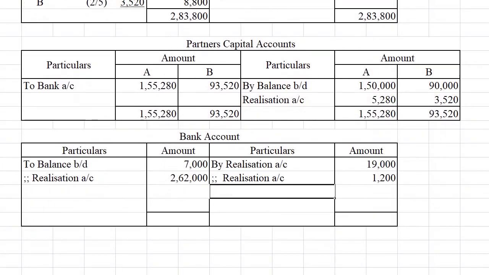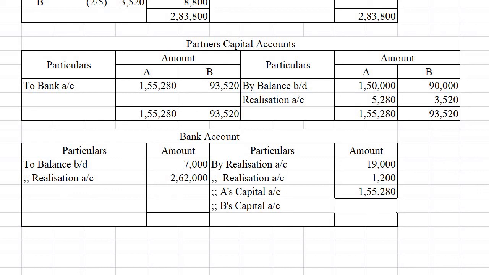Now where is the bank entry left? Yes, in the partners' capital account a bank entry is there. Partners' capital account debtor to bank. So in the bank account we have to write by A's capital 1,55,280, like by B's capital 93,520. Okay, so let us see whether the total is equal or not. Yes, both sides' totals are equal.